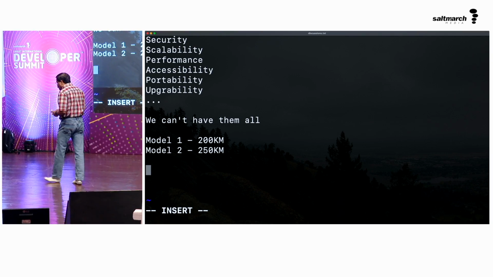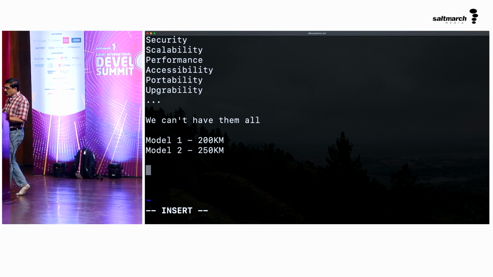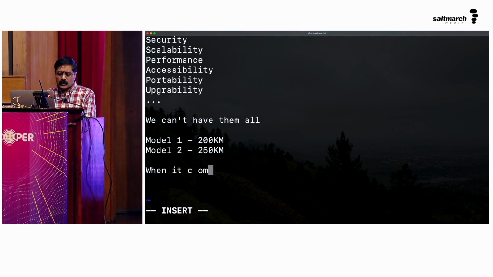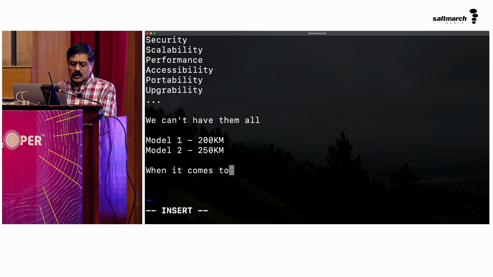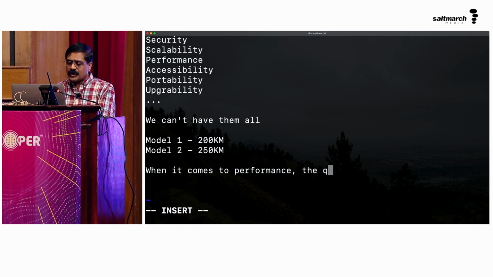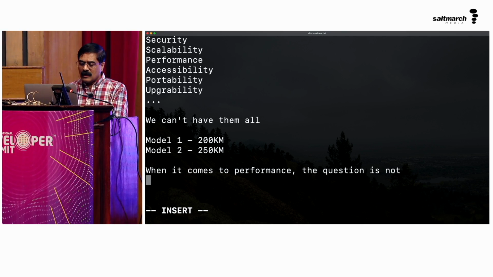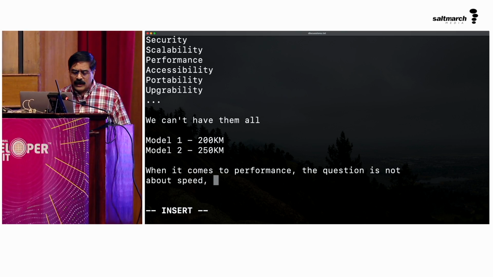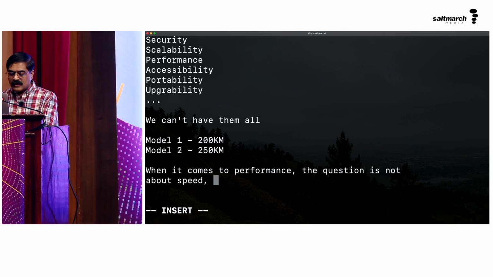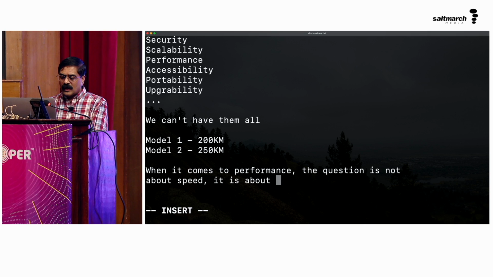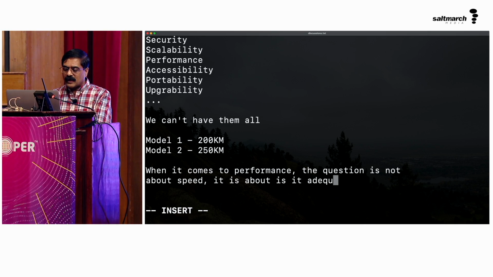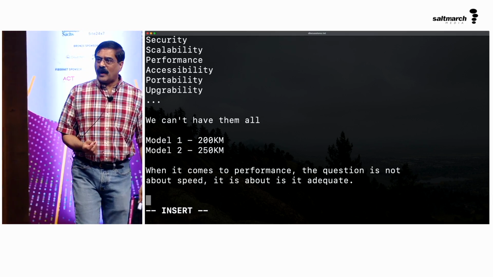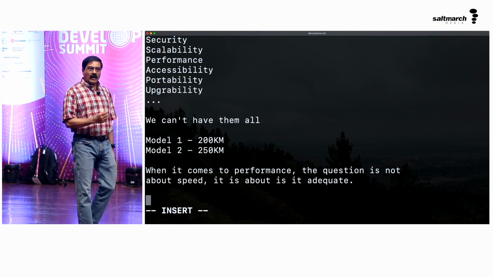So one of the things I always want to remind people about is this. When it comes to performance, the question is not about speed. We often think about this and say, hey, I want to know how fast can this run? It is not about speed. It is about, is it adequate? So I always want to ask the question, is the performance adequate? It is the adequacy that you want to focus on.